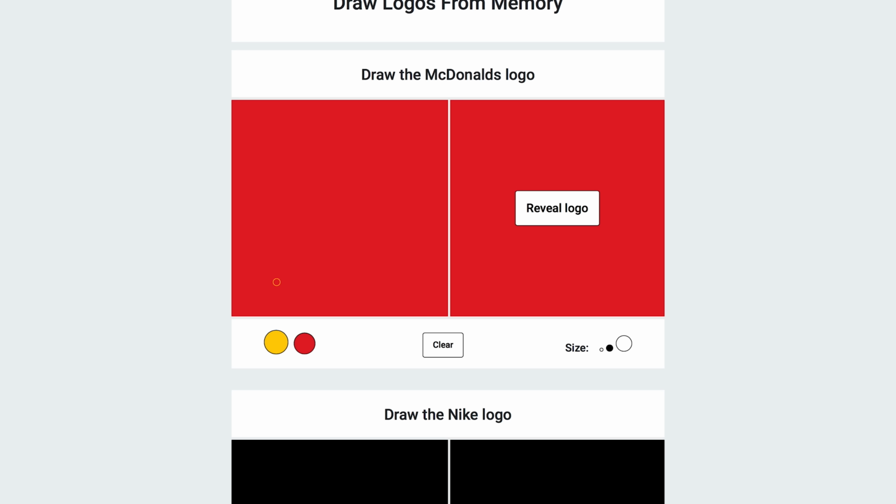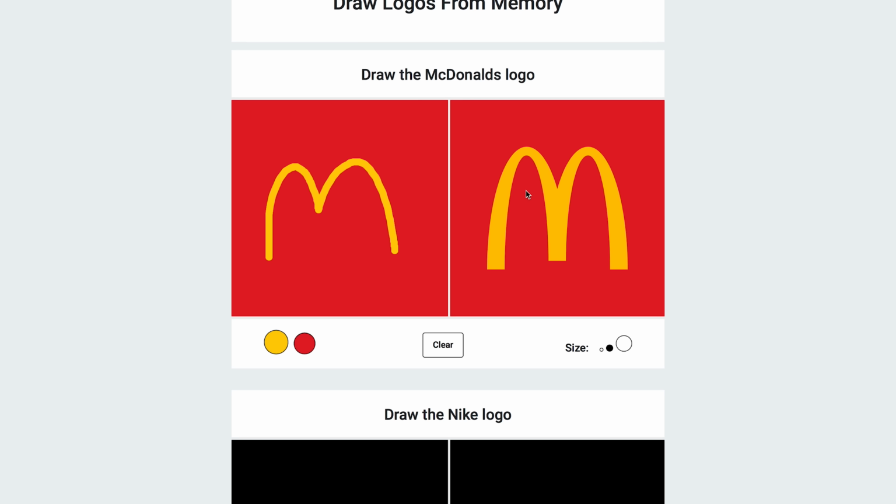How well do you know popular logos? You see them all the time in commercials, billboards, and magazines, but what happens when you try to draw them from memory? On neil.fun, you can test it out. Let's try McDonald's. Draw it on the left, and then when you finish, reveal the real logo on the right. Okay, that one wasn't too hard. I mean, it's not perfect, but it's clear that I had the correct one in mind.